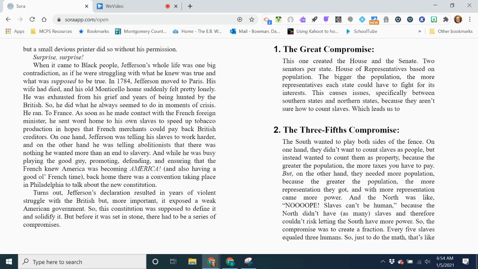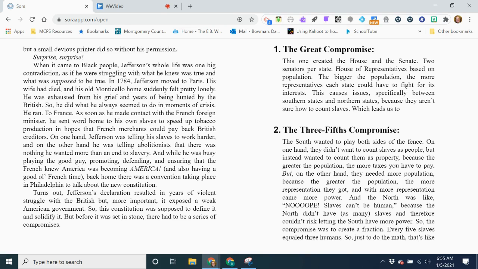Which leads us to number 2, the 3/5 Compromise. The South wanted to play both sides of the fence. On one hand, they didn't want to count slaves as people, but instead wanted to count them as property, because the greater the population, the more taxes you have to pay. But, on the other hand, they needed more population, because the greater the population, the more representation they got. And with more representation came more power.